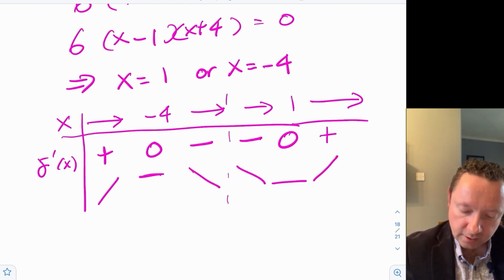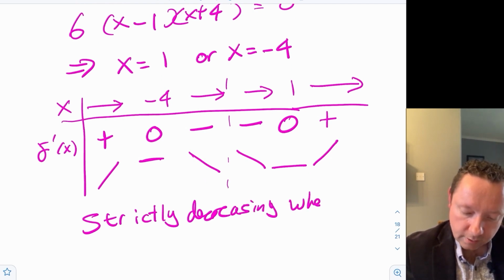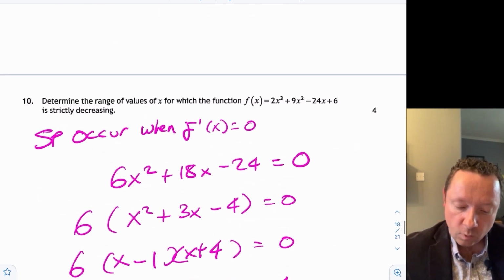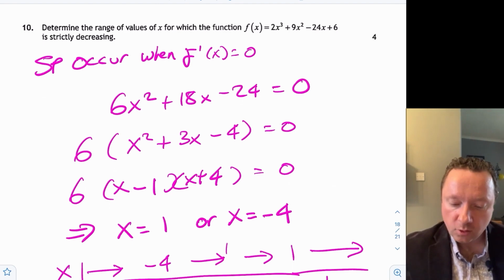And then it's increasing. So we could say strictly decreasing when minus 4 is less than x is less than 1, in between those two numbers. And that works as well because the function is continuous. If it was discontinuous, it would be a little bit trickier, but we know it's continuous.